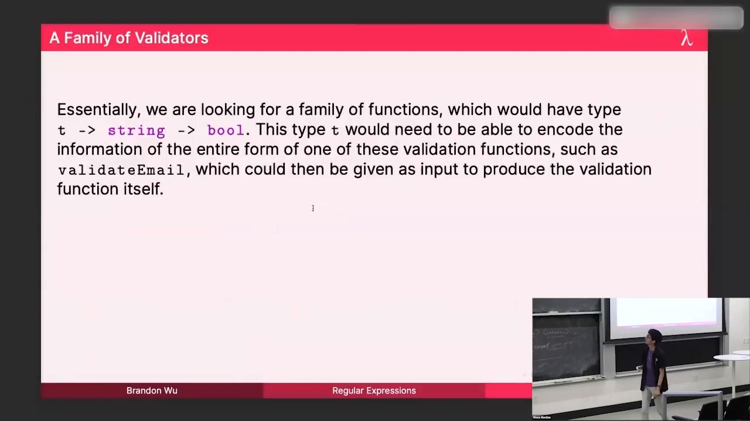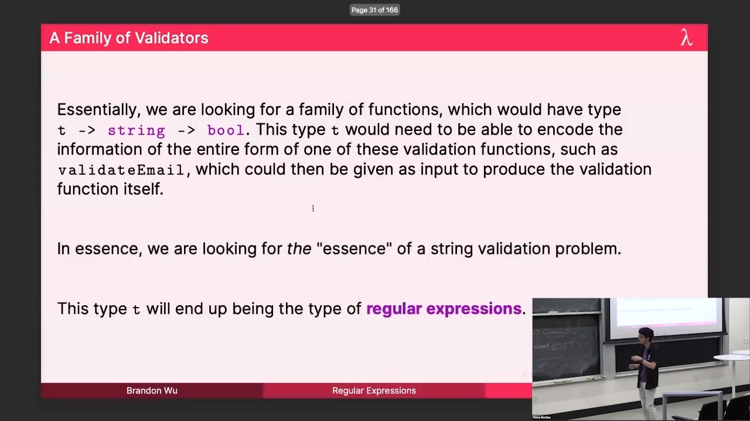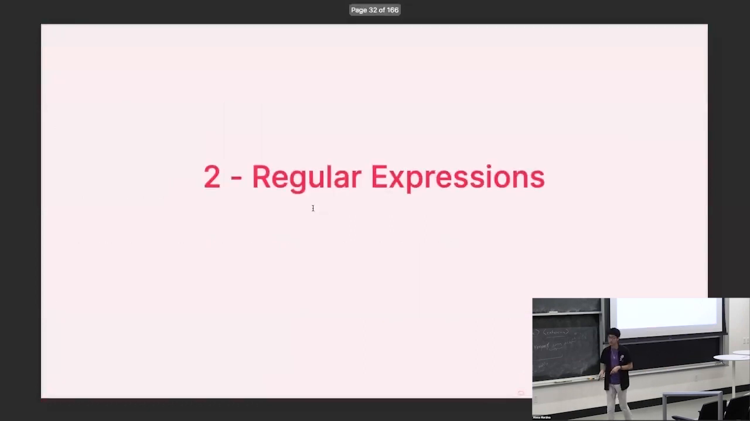So what we're going to do is write a function that takes in some type and then produces to us one of these validation functions. We're going to try and encode this validation problem in a value of some type. And that type will be called the type of regular expressions. Okay? So we're looking for the essence of a string validation problem, and we're going to turn it into something called a regex. Okay?